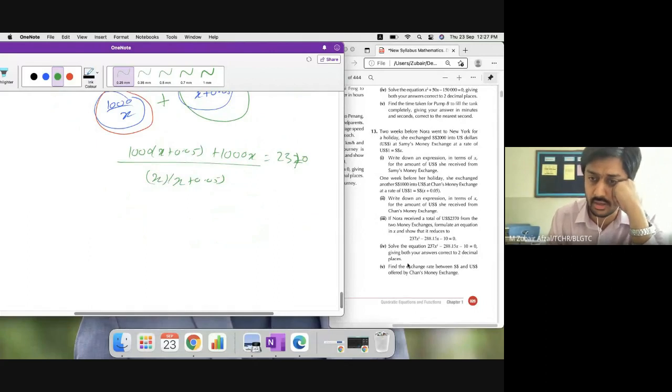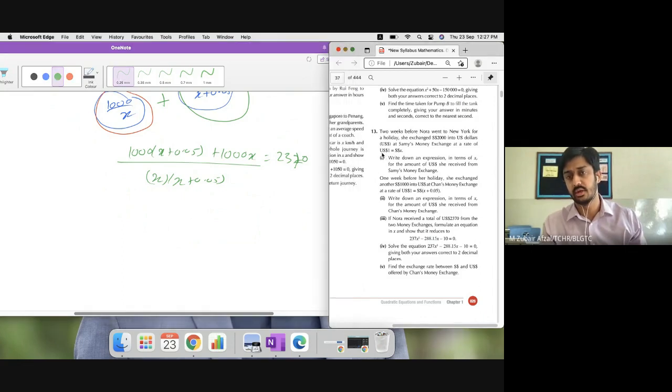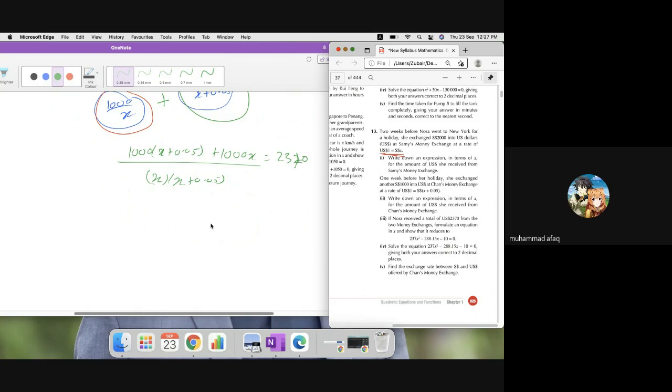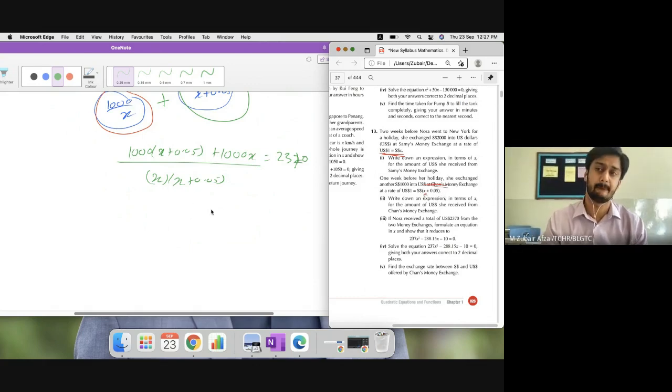Fourth part is to give answers to two decimal places quadratic formula. And third is find the exchange rate between these two. The exchange rate was in the first line, this before the question, that it is dollar X. So when you get the value of X, that is the exchange rate. Okay, sir. By chance money exchange, sorry, this is the second one. So you place the value of X here and you add 0.05 to it.